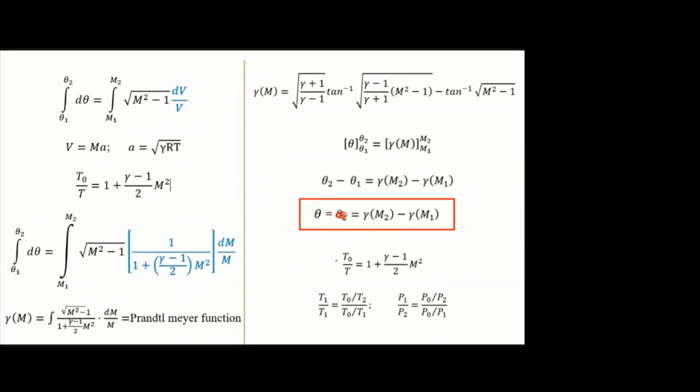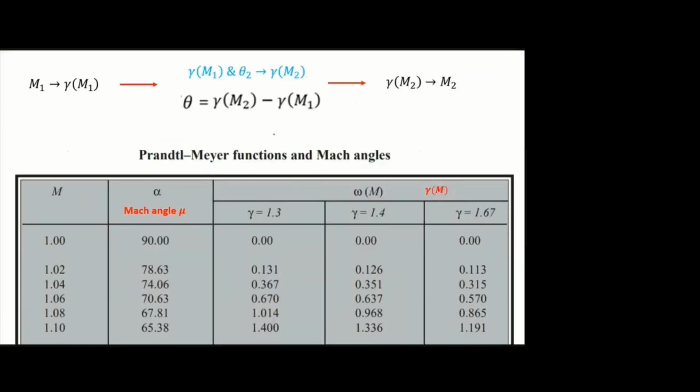So theta is equal to gamma of m2 minus gamma of m1. For other properties, pressure, temperature and all, we will use the isentropic relation. There is no separate relation. Okay, explain how to find the Mach number.